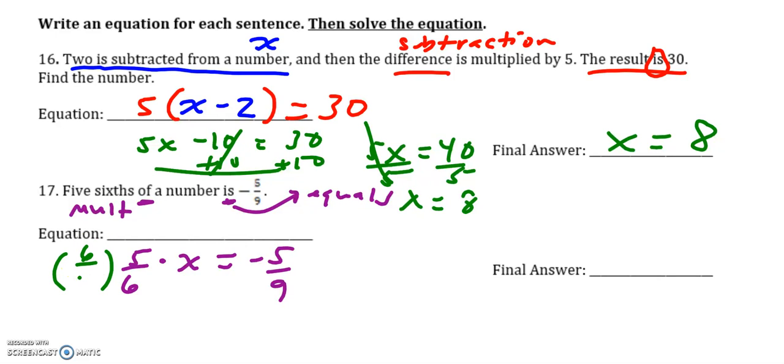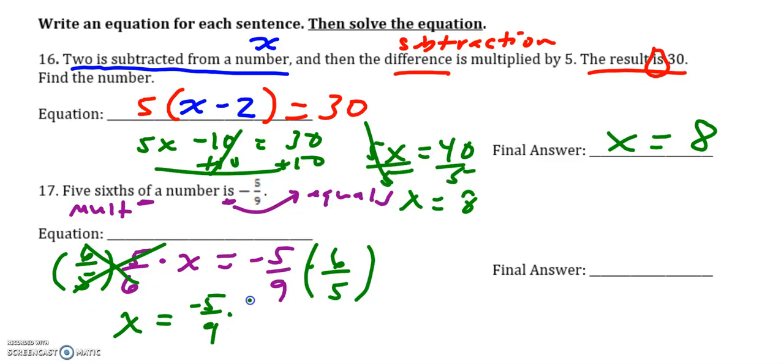This would be your answer if I just asked for the equation, but we have to multiply both sides by the reciprocal, because we are really wanting to divide 5/6 to the other side, but the faster way is to multiply by the reciprocal. So that's what I'm going to do here and here. The 6's cross out, the 5's cross out. X equals -5/9 times 6/5.